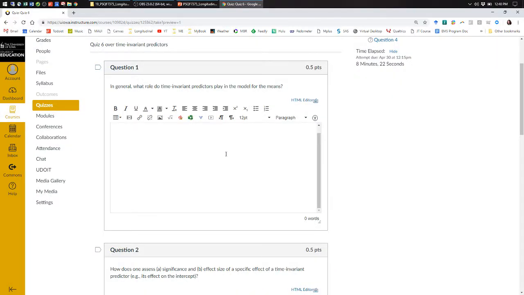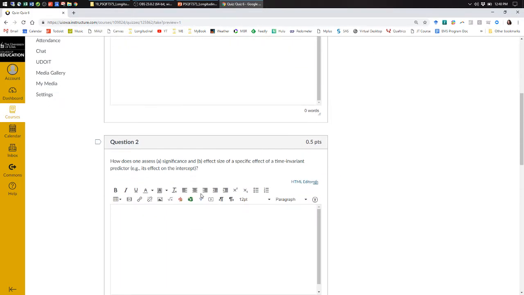So if you have, say, a quadratic model of change, you can have a time invariant predictor that moderates the intercept. It can moderate the linear slope, and it can moderate the quadratic slope. If you have, say, a piecewise model, we looked at an example that had 2 linear slopes, it can moderate each of those as well as the intercept. So that's, in general, what it's for.